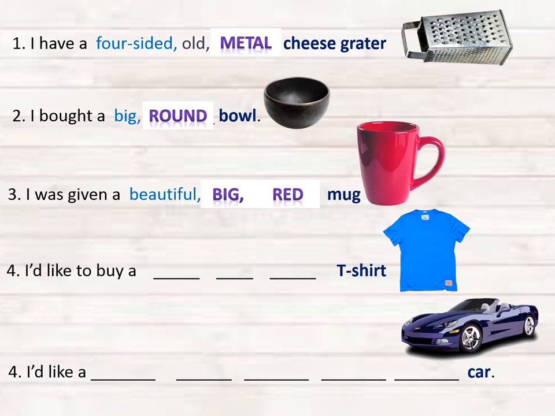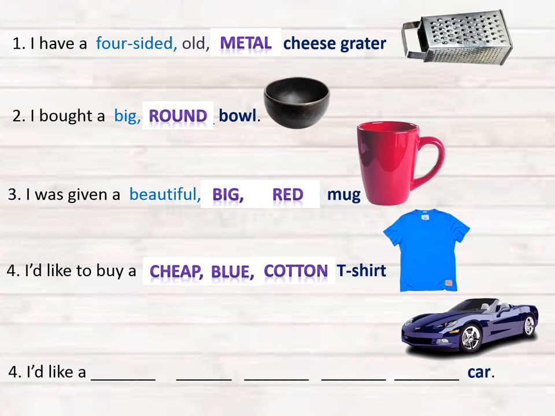Look at this t-shirt. I'd like to buy a t-shirt. So here you need all the adjectives. No adjective is given to you. So just think about the order: opinion, size, age, shape, color, origin, and material. So the t-shirt is blue, yes. So cheap, it looks cheap. It's blue and it's made of cotton. So I'd like to buy a cheap blue cotton t-shirt. Opinion, color, and material.